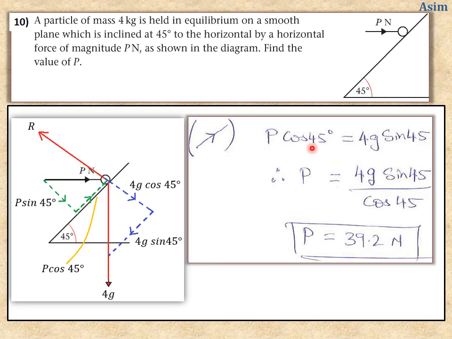So P cos 45. In the question they're not asking us to find R, so I don't need that. So this equals 4g, that is, this horizontal force equal to this horizontal force will give you your P. If the question was to find R, then it was needed to use the vertical forces also. Let us take the next question.